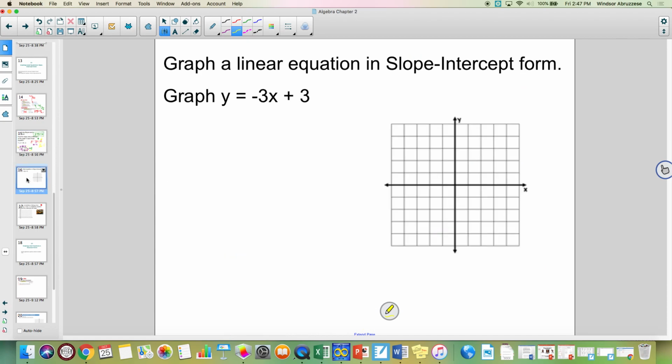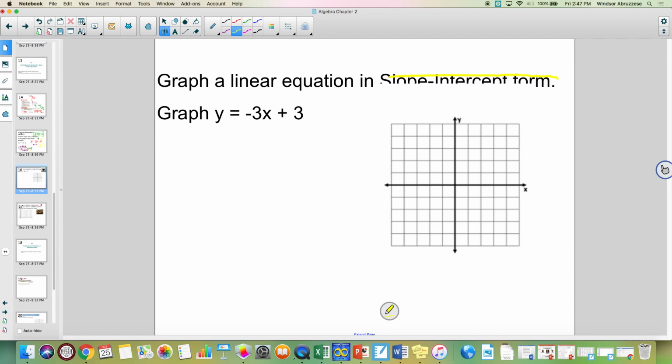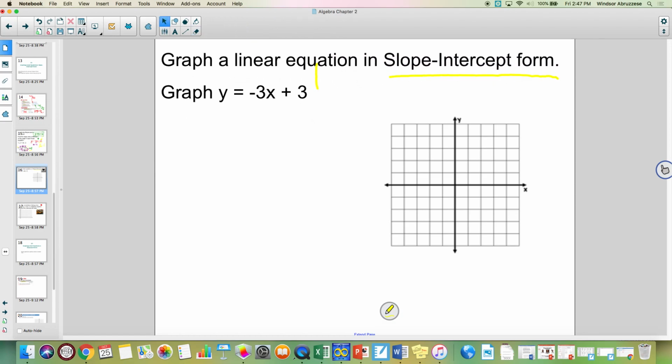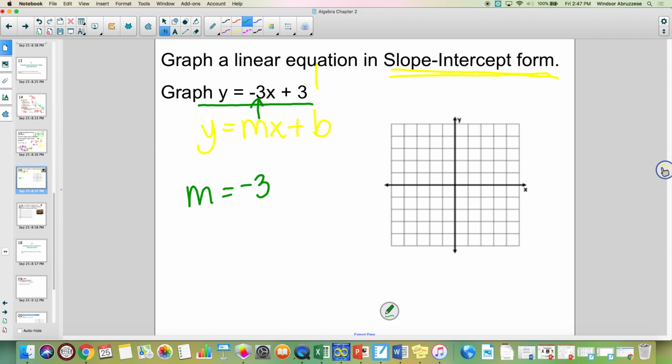So let's try to actually graph. Slope-intercept form is y equals mx plus b. So looking at our equation, what is the slope? Negative 3. And what is the b? Plus 3, positive 3. So you always start at your y-intercept.